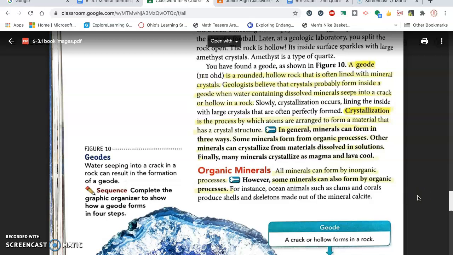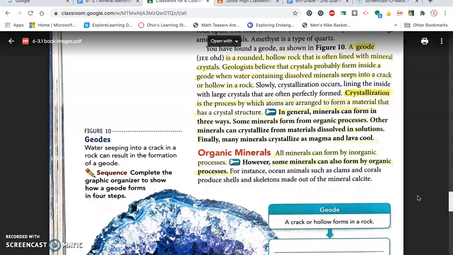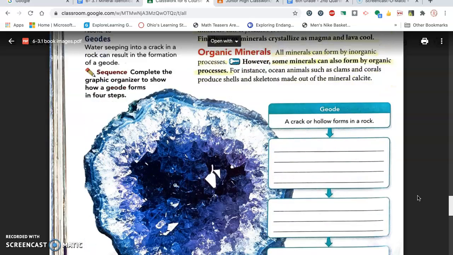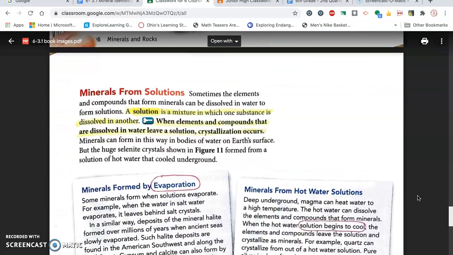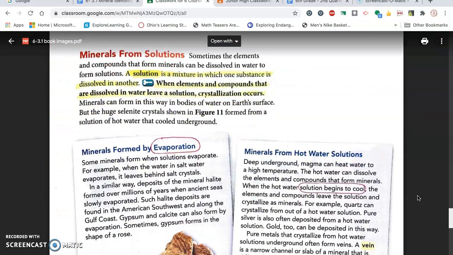All right. Now these pictures, just so that you know, they are on Classroom. So if at any point you don't get it all highlighted while I'm talking about it, that's okay. They're out there. It's for you to go look at and make sure that you've gotten everything that is important highlighted. The next way that minerals form is they form from solutions.